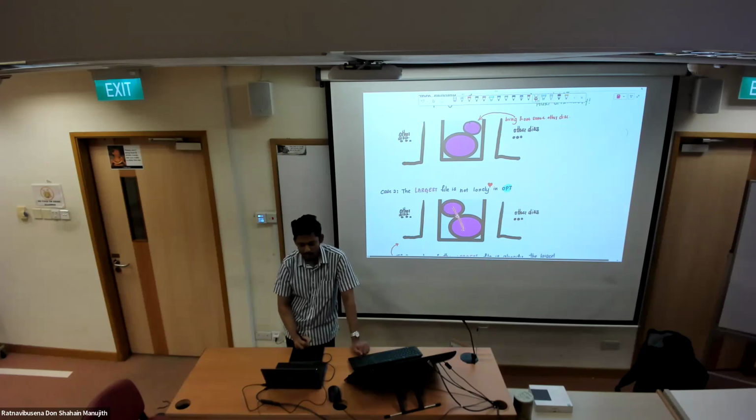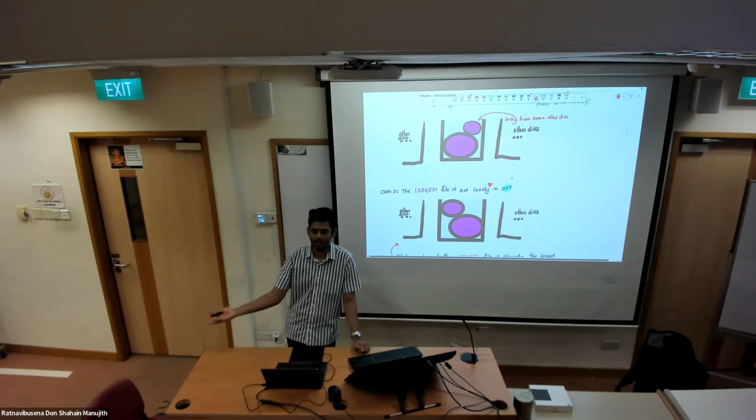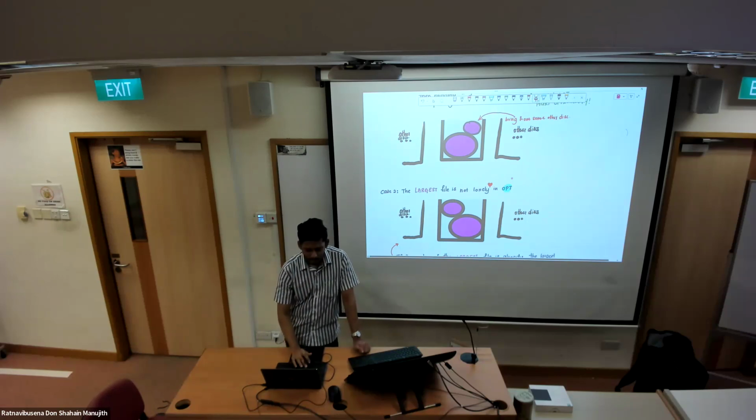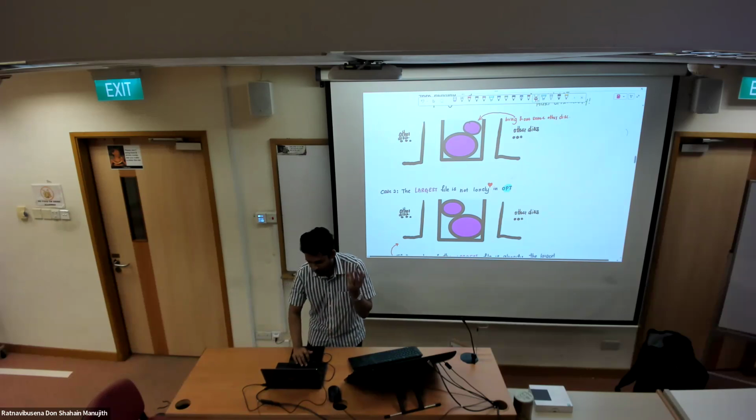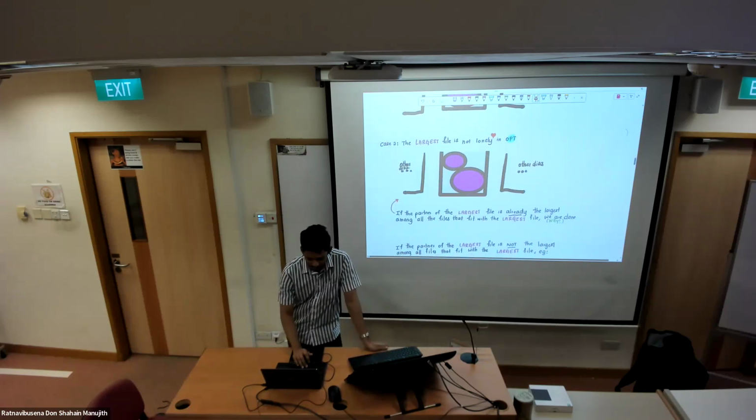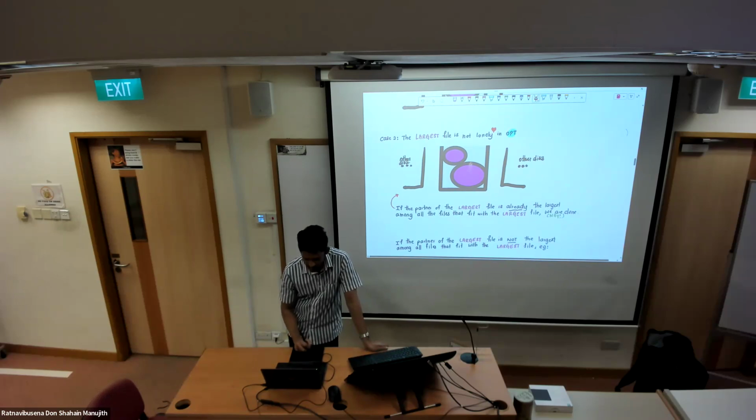Then obviously the greedy step is already done in opt. Then we have nothing to do. That means opt also does the greedy step, right? So that means the greedy step is safe. But of course, we have to do the harder case, right? If the partner of the largest file is not the largest among all the files that fit with this guy, okay, let's consider that case.